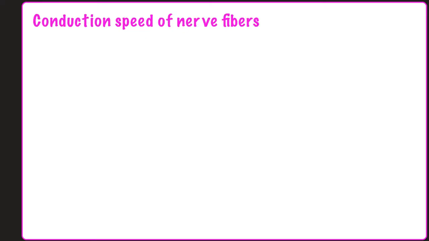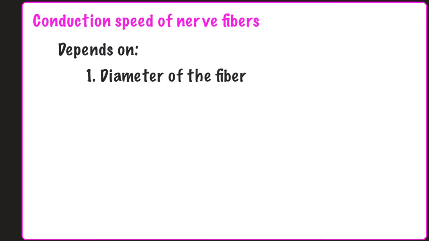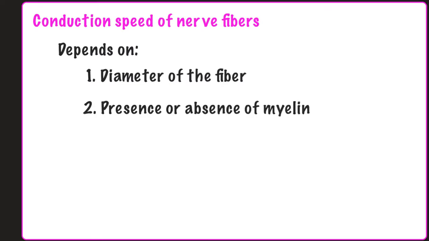So the conduction speed of nerve fibers is going to depend on a couple of different things. One, the diameter of the fiber, and two, the presence or absence of myelin, which I just spoke about. If the fibers are larger, then they're going to have more surface area and they're going to conduct signals more rapidly. Myelin also is going to increase the speed of the signal conduction.